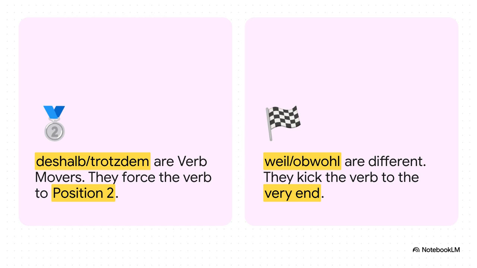Don't they connect ideas too? And yes, they absolutely do, but they play by a completely different rulebook. Weil and obwohl have a different power. They kick the verb all the way to the very end of the sentence. But our verb movers, deshalb and trotzdem, they do the opposite. They pull the verb right up to the front, locking it into that second spot.